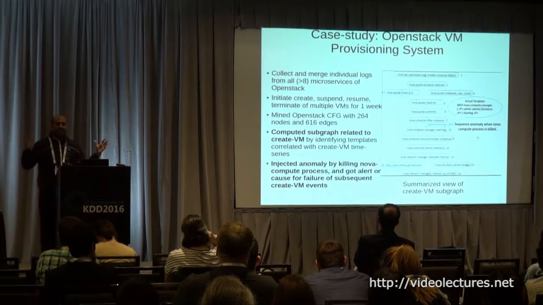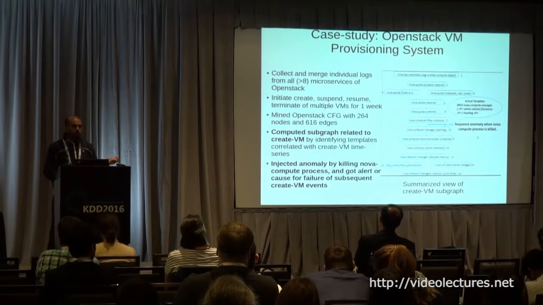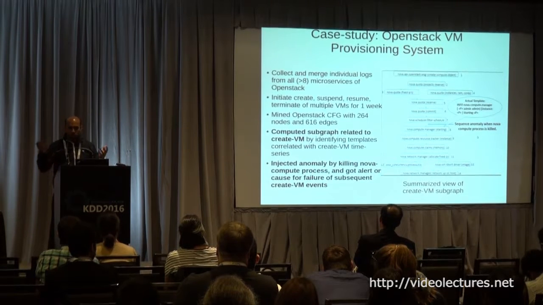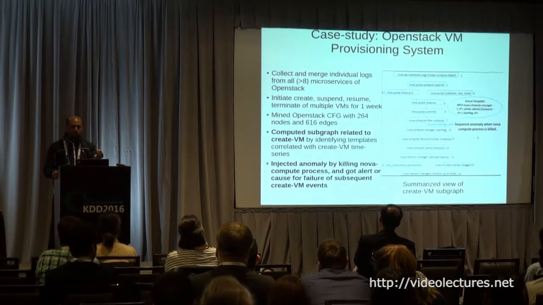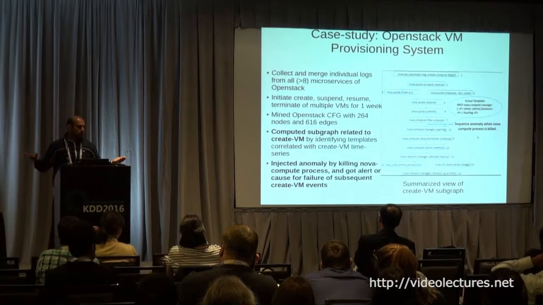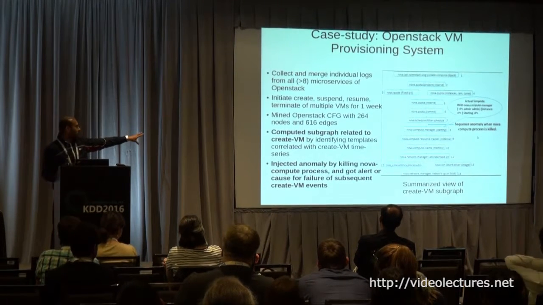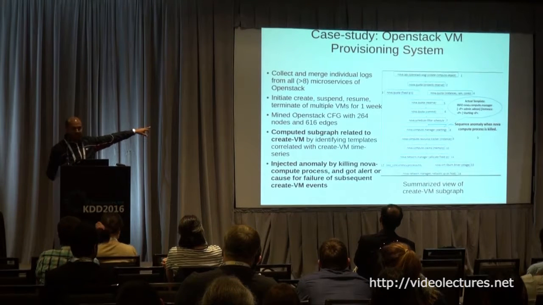We evaluated this entire end-to-end system on this OpenStack system, which is the VM provisioning system you're aware of. It is composed of multiple microservices. And whenever you give a create VM request, there are a lot of transaction flows across the microservices to make that VM happen. And what we mined is this control flow graph from there. This is just a summary version, and it shows you how that exact template looks.